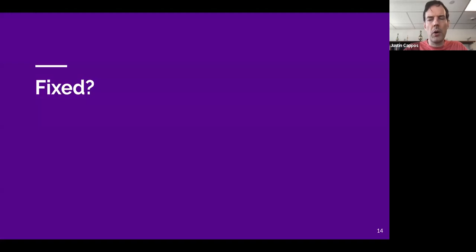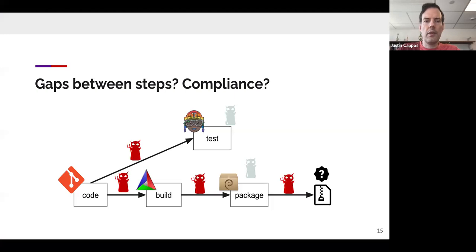So given we have all these point solutions, the next natural question is, have we fixed it? Let's say that you use Tuff, you use Git signing, you do reproducible builds. Is that good enough? And the answer is no, it's not actually. The reason is that in the end, you not only need to do the right things, but you need to be able to verify that you've done the right things, even when an attacker might want to lie about it.